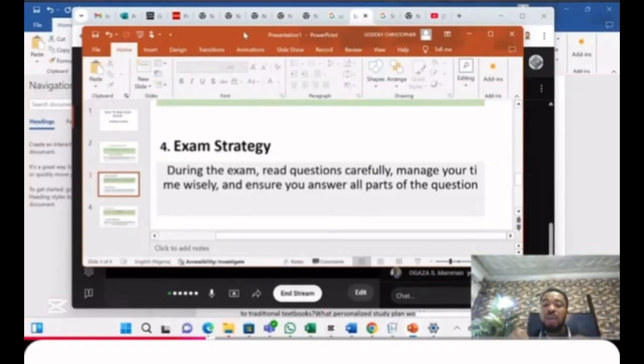The moment the examiner tells you 30 minutes more to go, the next thing you need to do is to leave whatever question you're solving that's giving you a headache and go and start hunting for marks. Every time you're in the exam hall, what you're doing is just trying to hunt for marks. You're hunting for marks. All right. And that's one of the things you must know as part of the exam strategy.